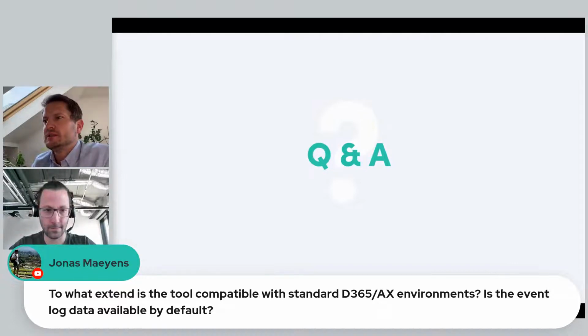To what extent is the tool compatible with the standard D365 environment? Is the event log data available by default? Yes, Wojtek, event log data is available by default. It is a standard feature in Dynamics, but what is the difference?